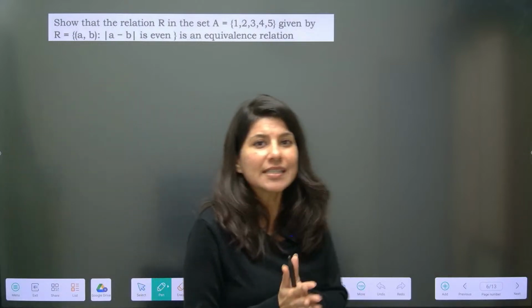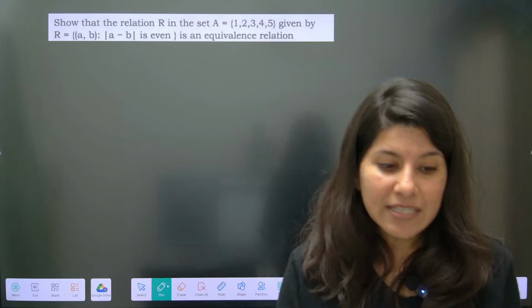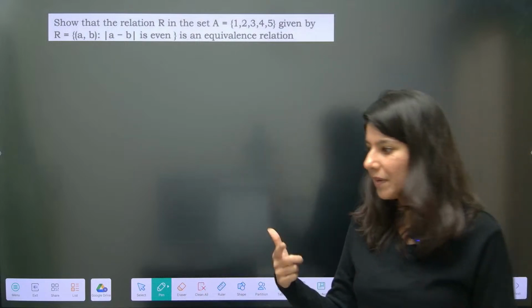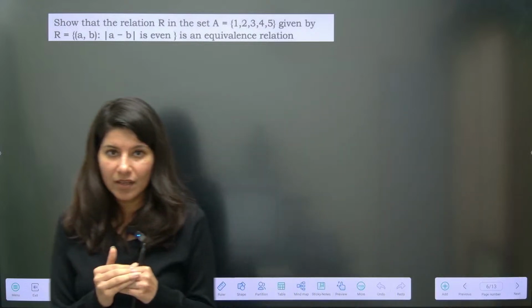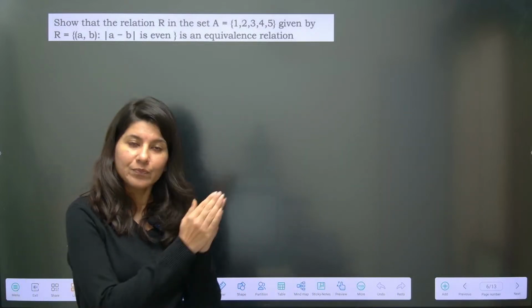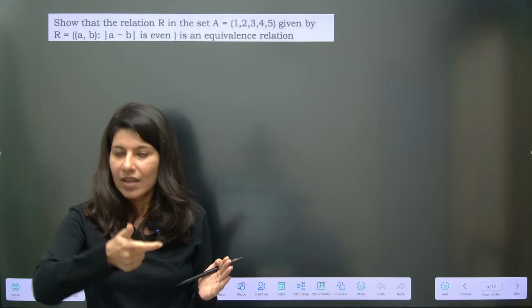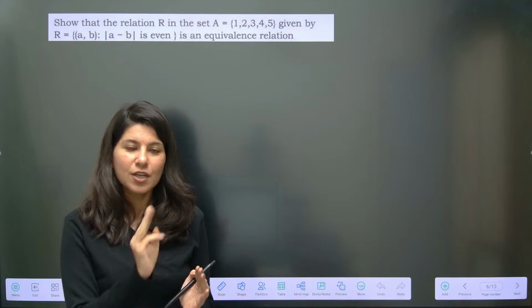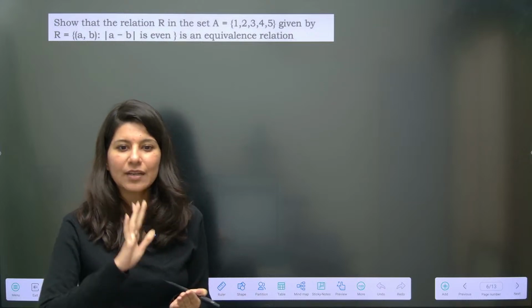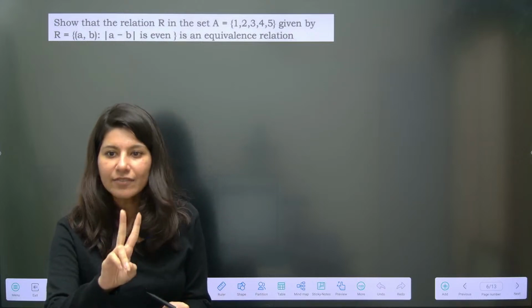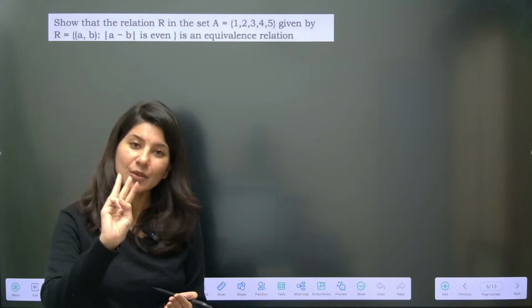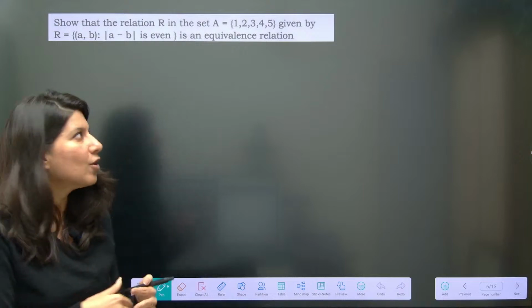What is an equivalence relation? An equivalence relation is the combination of all 3: reflexive, symmetric, transitive. So one by one we have to show that my relation is reflexive, symmetric and transitive. For a 3 marker question, you will prove reflexive, you get 1 mark; you will prove transitive, 2 marks; you will prove symmetric, you will get all 3 marks. So this is the format of this question.